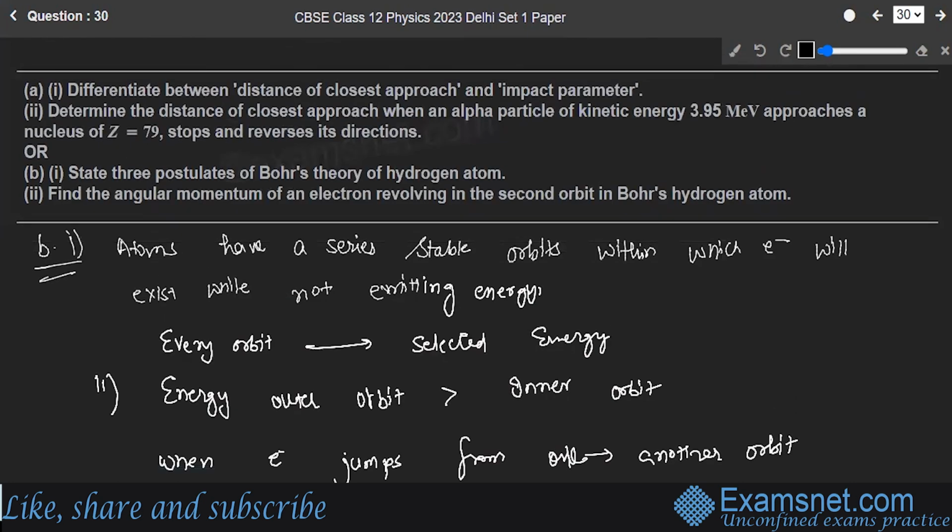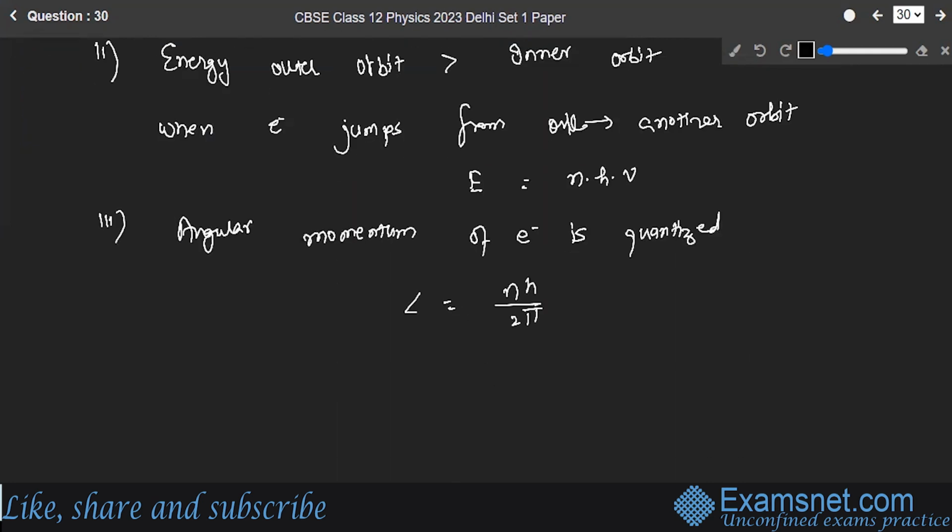The second one, sorry, this is the B part. Find the angular momentum of an electron revolving in the second orbit in the Bohr's hydrogen atom. So let's go with this. We have already discussed that the angular momentum of an electron revolving around the nucleus in the hydrogen atom is quantized, and this is given by L is equal to nh upon 2 pi.